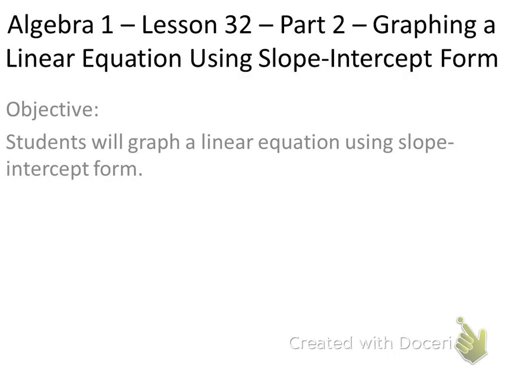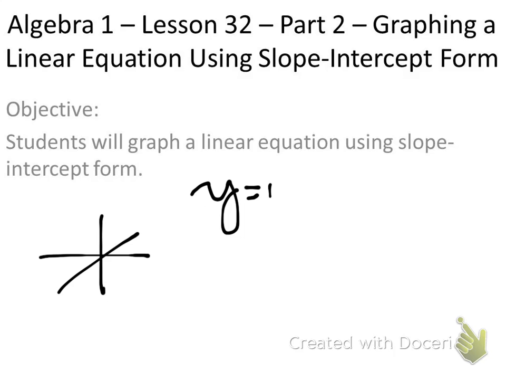Alright, this is a lesson on Algebra 1, Lesson 32, Part 2, Graphing a Linear Equation using Slope-Intercept Form. Yesterday we learned how to take a graph and write something in the form of y is equal to mx plus b. And we learned a few days ago what m was. M is what, everyone?